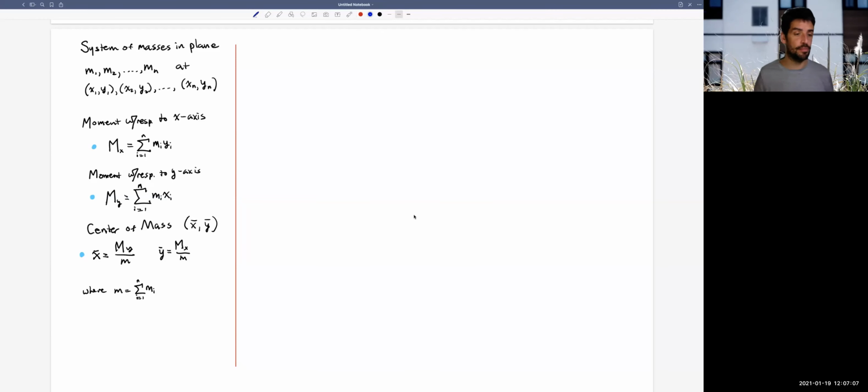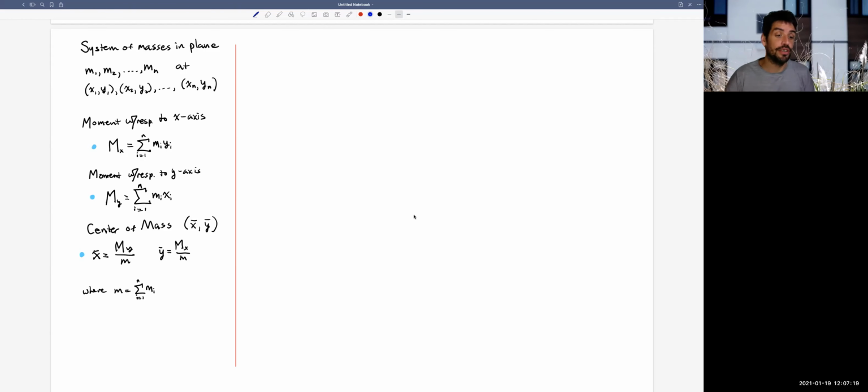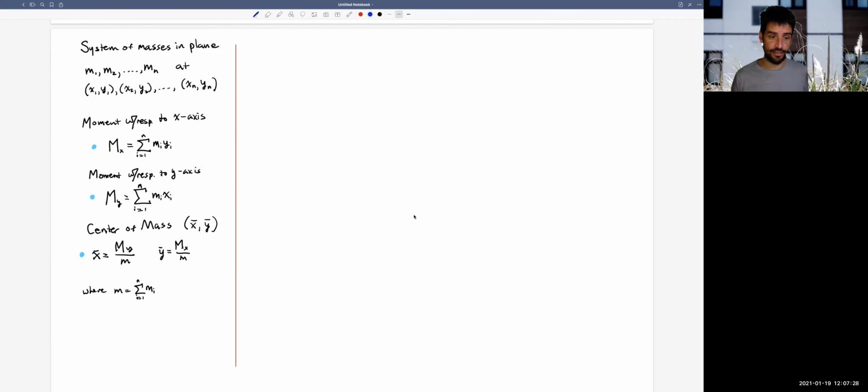The moment, we have a moment with respect to the x-axis, and the moment with respect to the y-axis. They're just the sums of the masses times their distance from the respective axes. And then the center of mass, the coordinates are given by dividing those moments by the total mass. Okay, so we're going to use this, right? That's what little m is there, is the total mass.